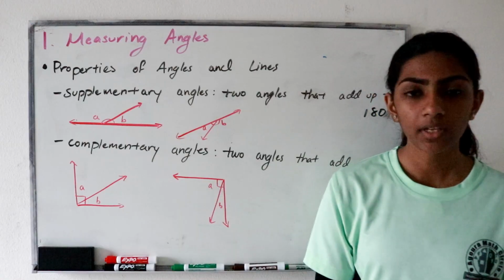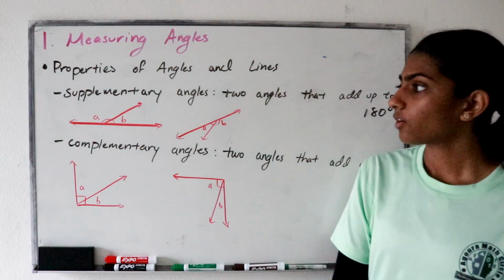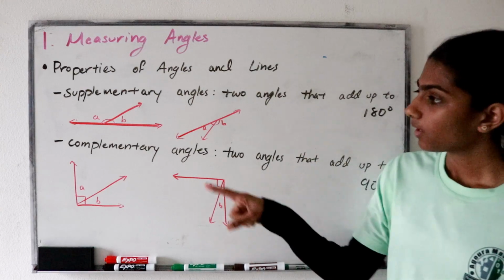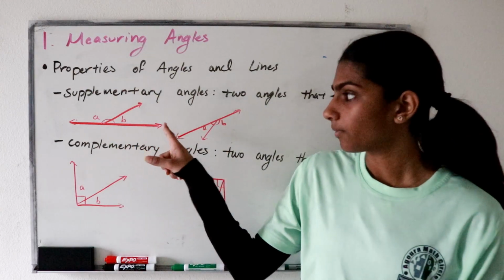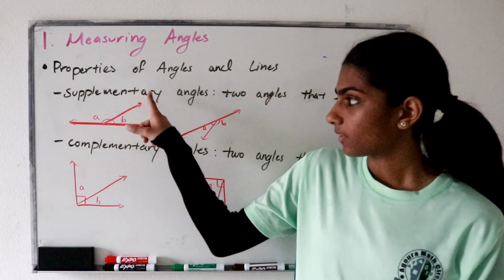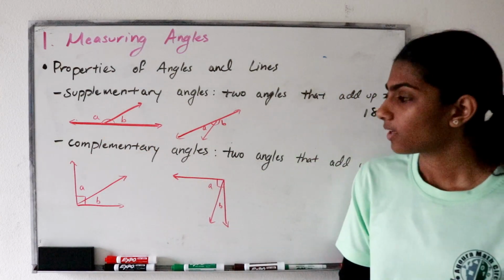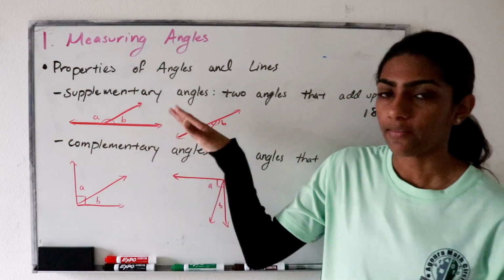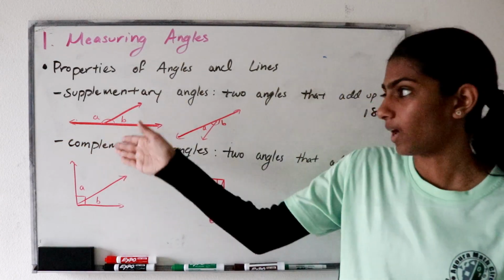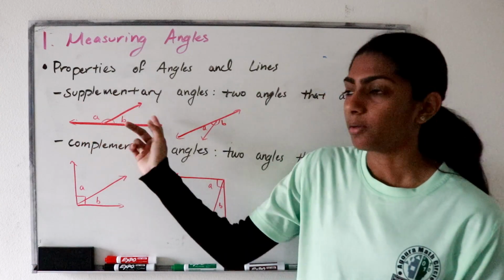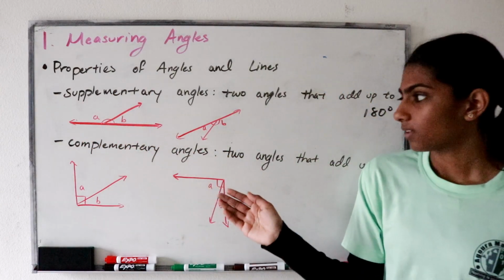So let's look at some properties of angles and lines. So supplementary angles are 2 angles that add up to 180 degrees. Let's look at these 2 angles right here. So we have angle A and angle B, and they both add up to 180 degrees. As you can see, it's really just a straight line that's being cut by another line, or a ray. So then, if we just cut the straight line into 2 pieces, they both are going to add up to 180 degrees.